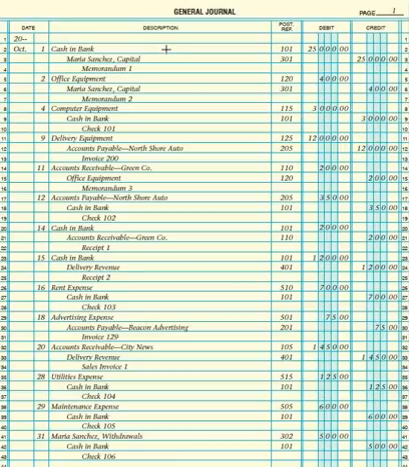On the first line of every transaction, you record the debit first, and it's always left aligned under the description column. So in this case, cash and bank is the debit. We won't worry during this chapter with the post-reference column. We'll deal with that next chapter. And then you record the debit amount under the debit column of the General Journal.